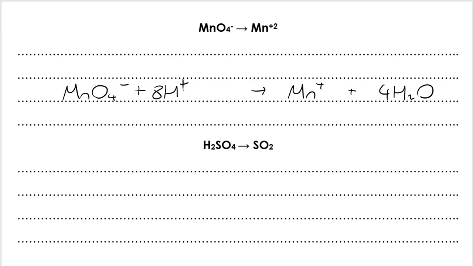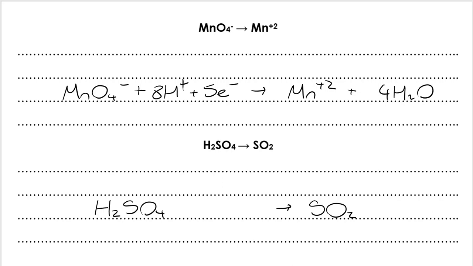And my total charge on the left now is +7. And on the right, on the Mn2+, it's +2. So I need 5 electrons to balance that charge. And we can see there I have got a total charge of +2 on both sides. So let's move on and look at H2SO4 going to SO2.